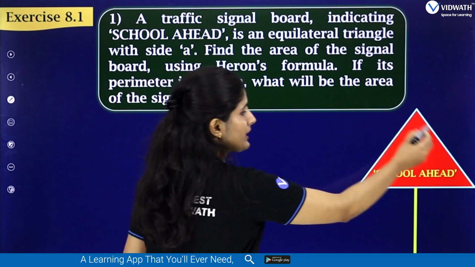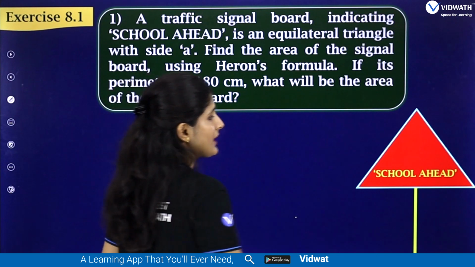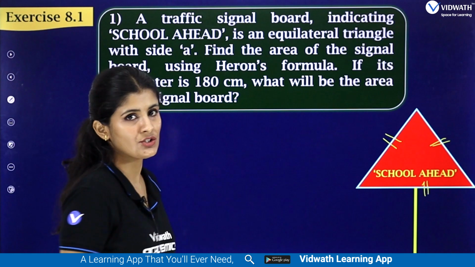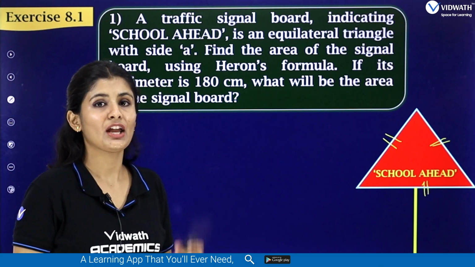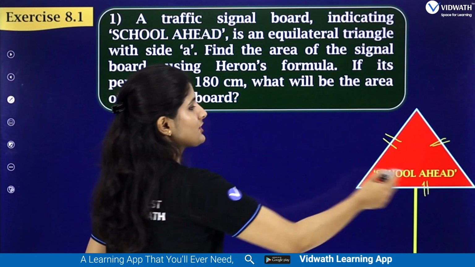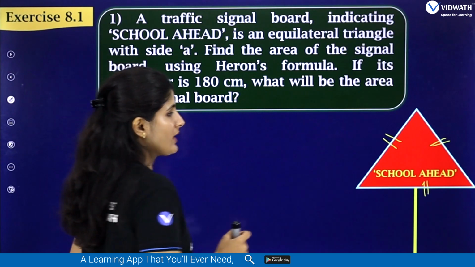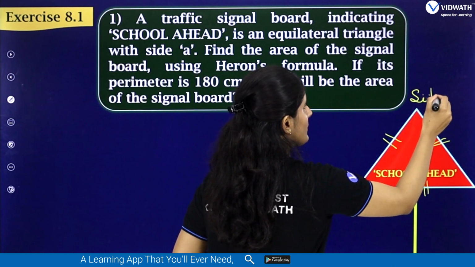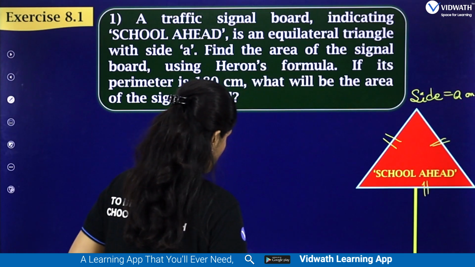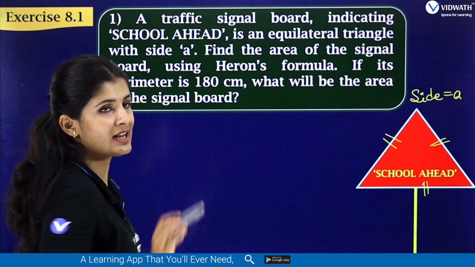Now, this signal board is of the shape of an equilateral triangle. What do you mean by an equilateral triangle? All the sides of this triangle are equal to each other. This triangle is an equilateral triangle. Now we need to find the area of this equilateral triangle by making use of Heron's formula. It has been given to us that the side of this equilateral triangle is A, or A centimeters, or A meters. So let us not dive into the units of this triangle. So we'll just take it as A.